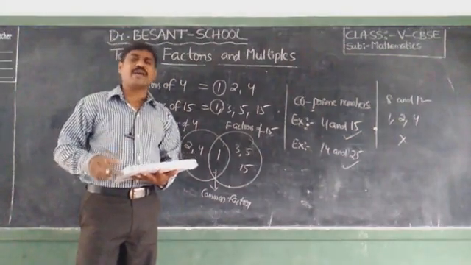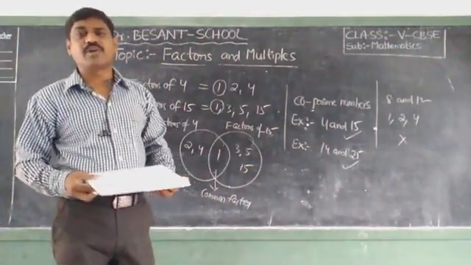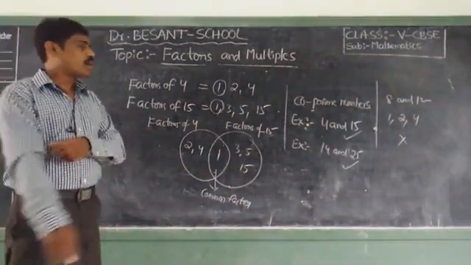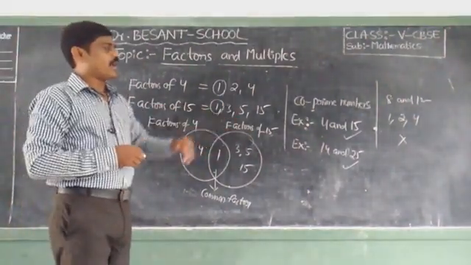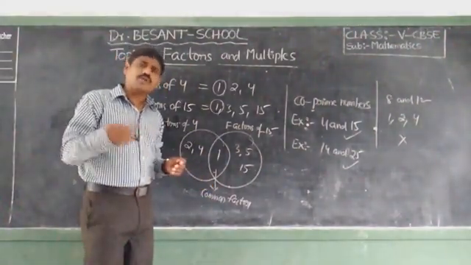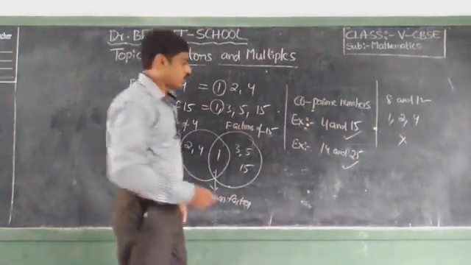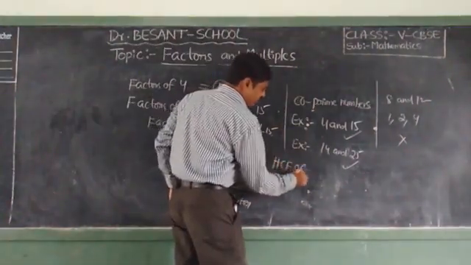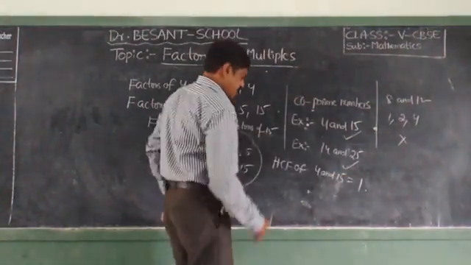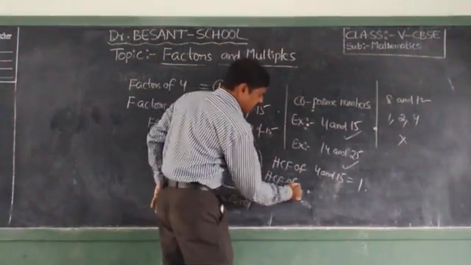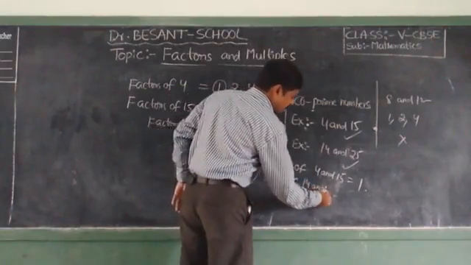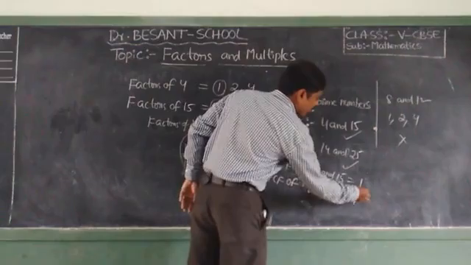So what can you say about the HCF? HCF is equal to 1 only. What about the HCF of 4 and 15? What is the highest common factor? The common factor is only 1. So what about the highest common factor? 1 only. So HCF of 4 and 15 is equal to 1. HCF of 14 and 25 is equal to 1 only.